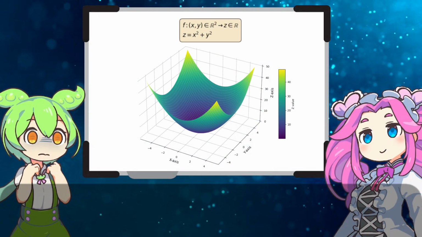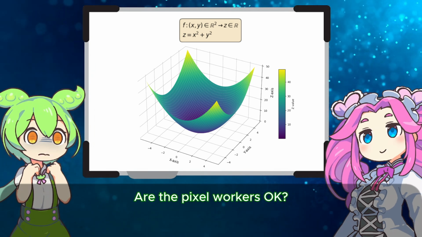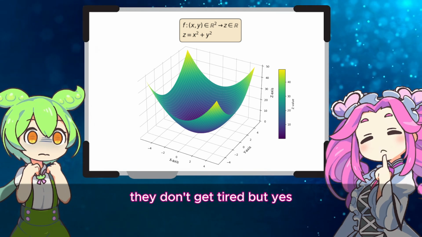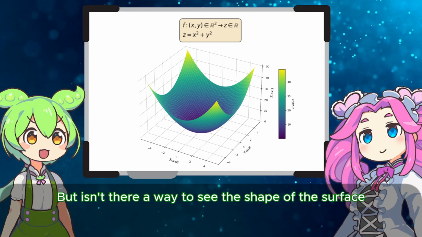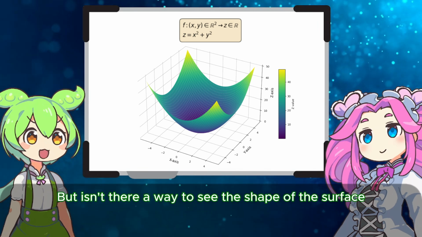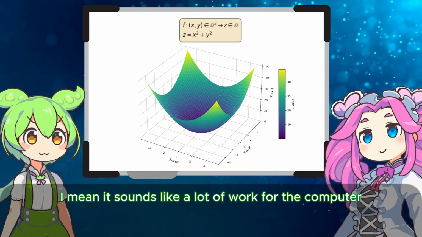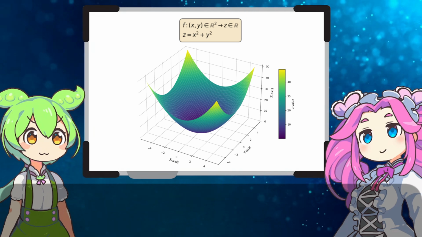Wow. That's so many more points. Are the pixel workers okay? Haha, they are digital. They don't get tired. But yes, it's a lot of computation. But isn't there a way to see the shape of the surface without actually drawing it all in 3D? I mean, it sounds like a lot of work for the computer, and for us to understand it too.